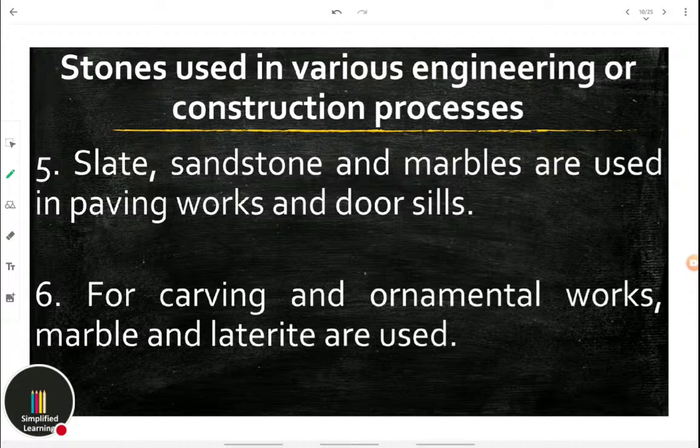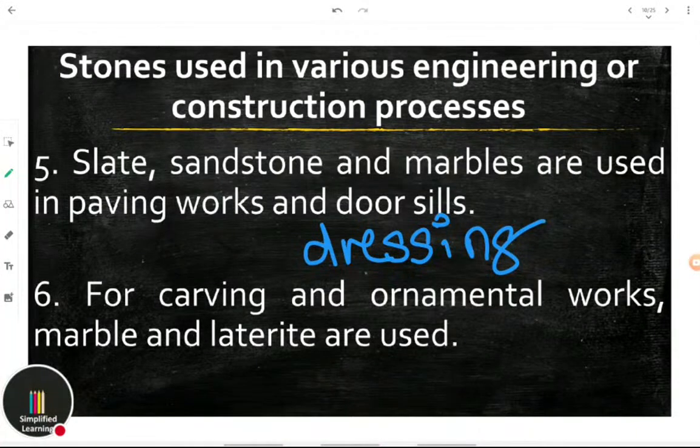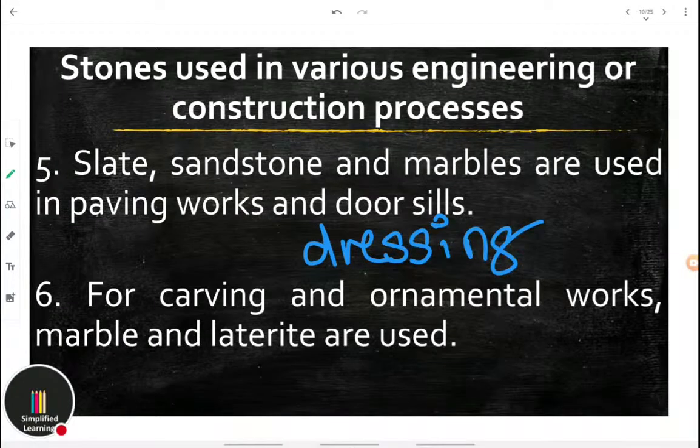See, when we are saying carving and ornamental work, the very first property that we desire from a stone is its dressing property. Okay, dressing means what? Dressing means the ability of the stone to receive the desired shape and the desired level of polishing. Since we are talking about carving and ornamental work, the appearance is going to matter for the stone over there.